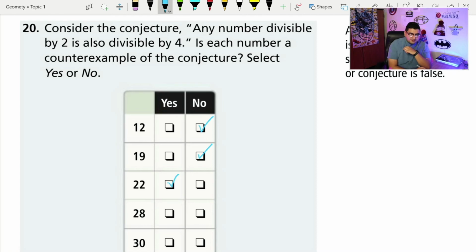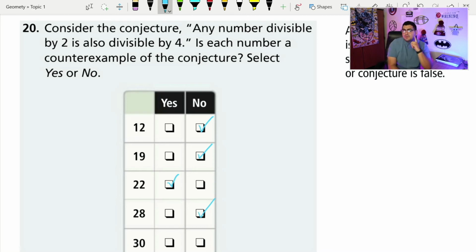Now let's look at 28. Is 28 divisible by 2? Yes. 28 divided by 2 is 14. Now is 28 divisible by 4? Also yes. So again, this number is simply proving that statement true, so I cannot use this one as a counterexample.